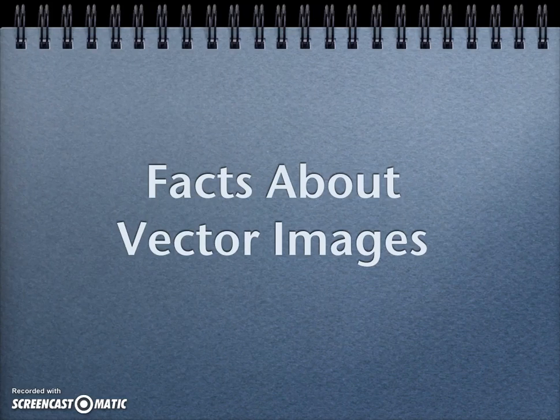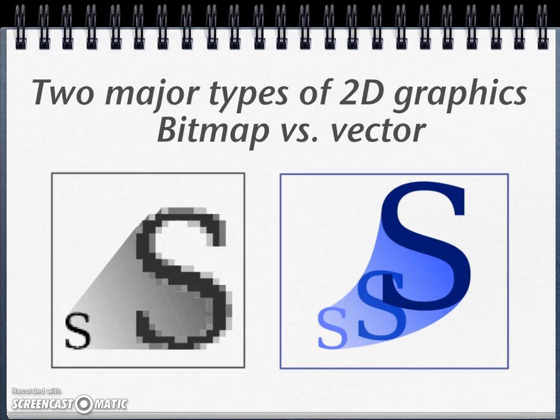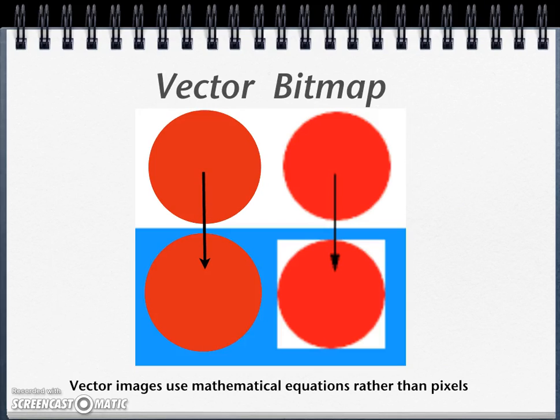Time to learn about vector images. There are two major types of 2D graphics that computers use and other things use to display images. They are called bitmapped and vector. Vector images utilize mathematical equations rather than pixels. If you want to know more about bitmaps, see the screencast-o-matic video on bitmapped images.